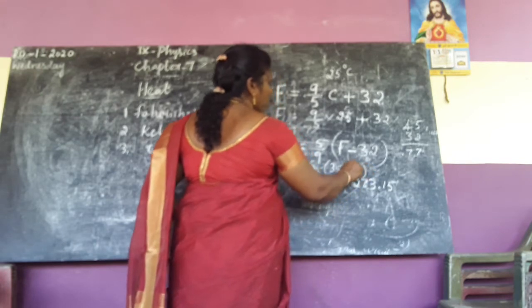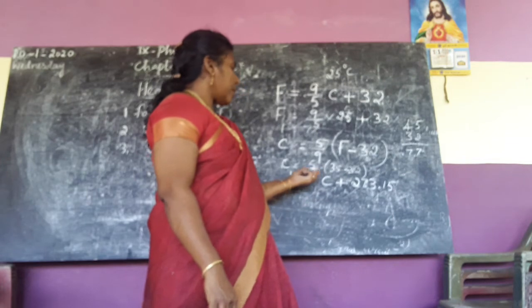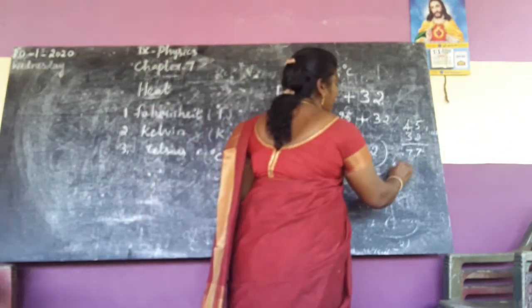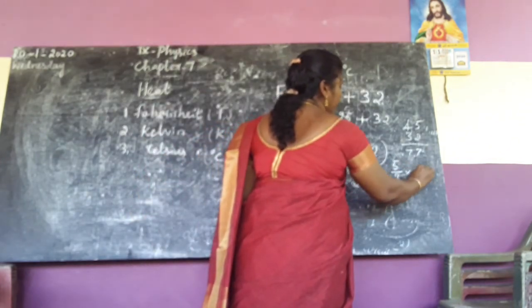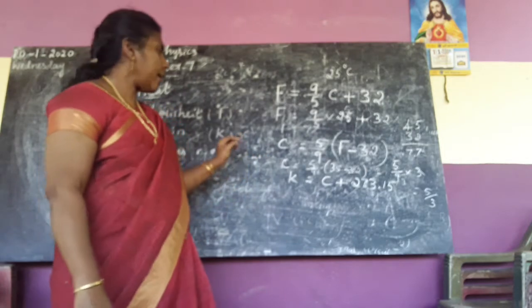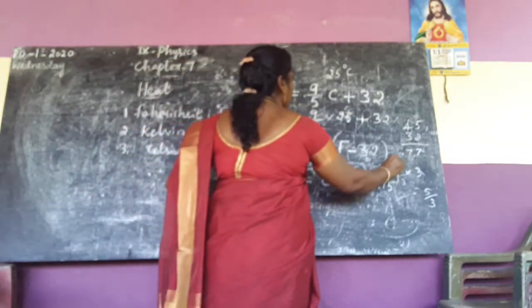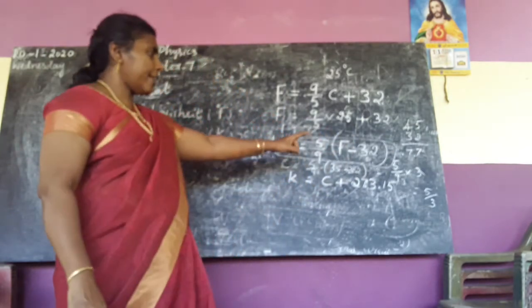First you have to subtract inside the bracket. So you will get 3. So here we will get 5 by 9 into 3. You can cancel 3. What's the value? 5 by 3. Just divide it and you can write the value. Okay? Like that you will get. This is the formula. What's the formula? C equals 5 by 9 into F minus 32.